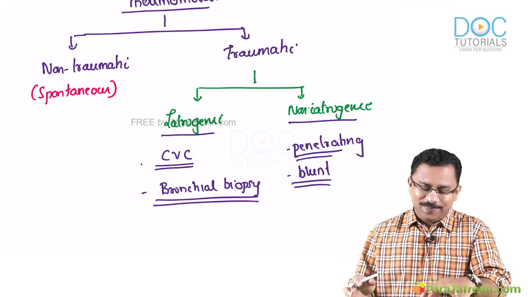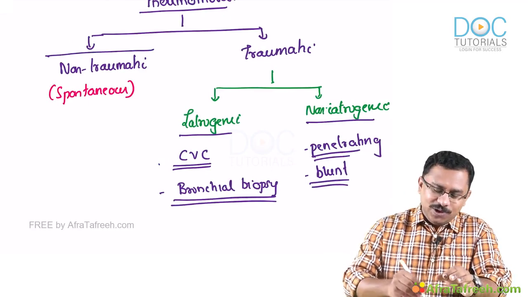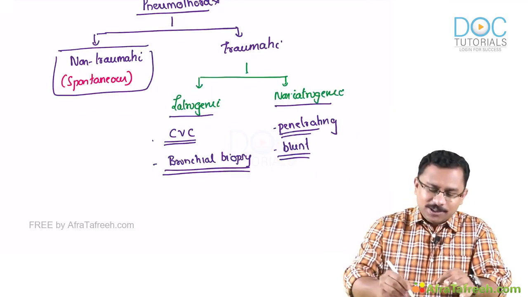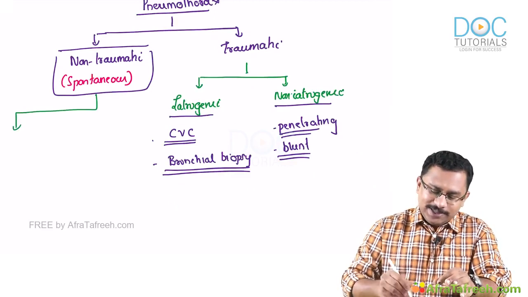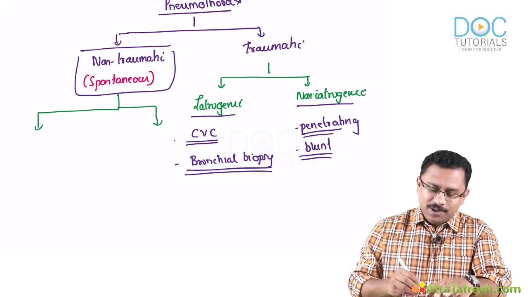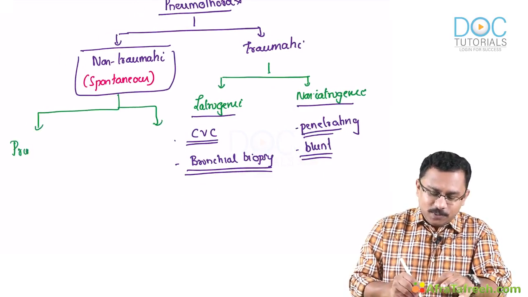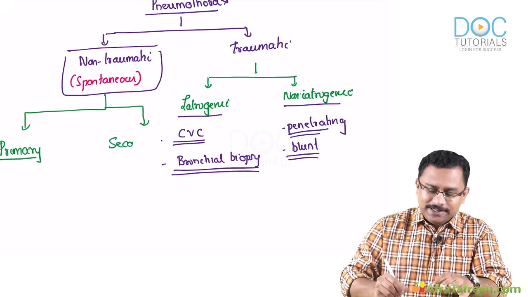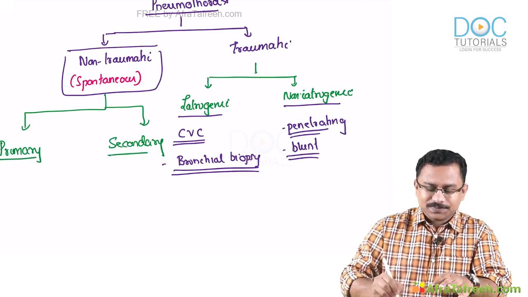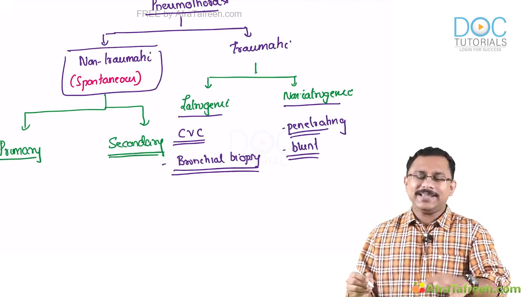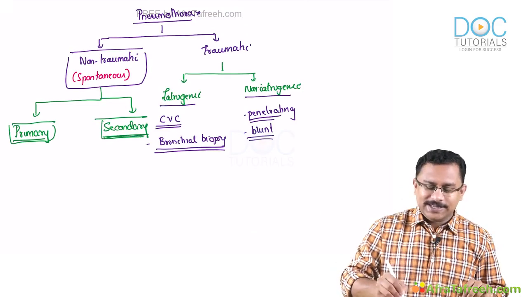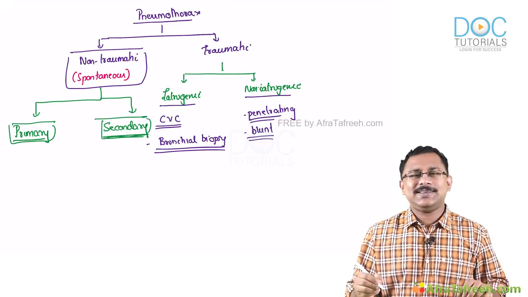Now coming to non-traumatic or spontaneous pneumothorax, you can classify it into two. One is a primary spontaneous pneumothorax and the other is a secondary spontaneous pneumothorax. Now what is the primary spontaneous pneumothorax and what is the secondary spontaneous pneumothorax?